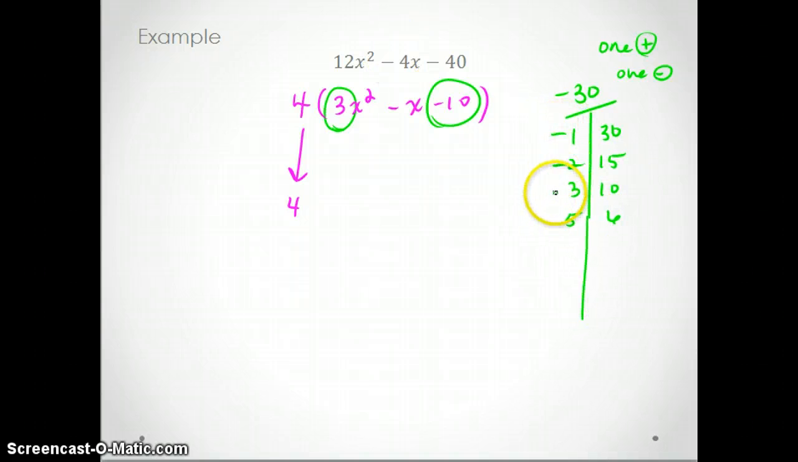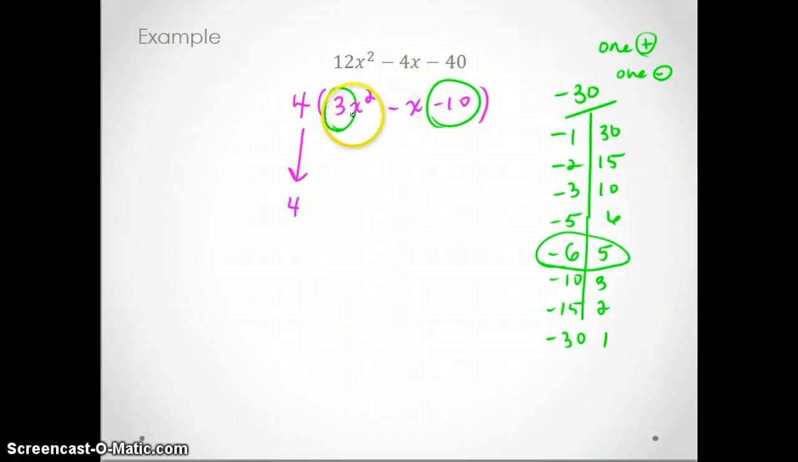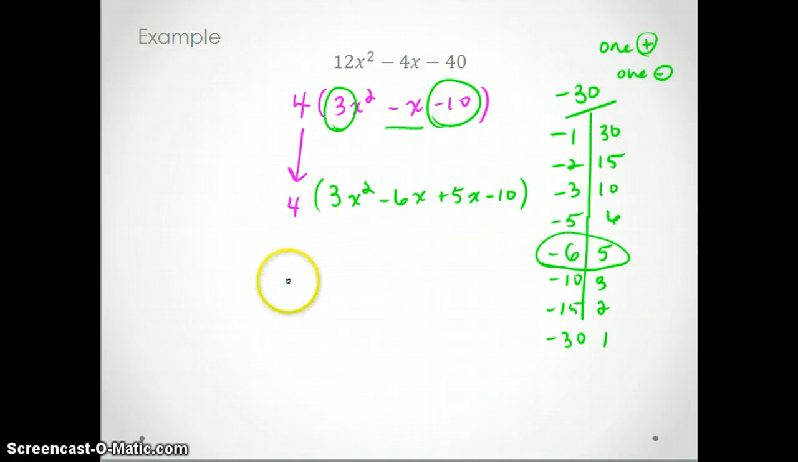Okay? And they are going to add up to negative 1. So let's make one of these negative here, then we'll flip them, make the opposite one negative. So negative 10 and 3, negative 15 and 2, and negative 30 and 1. And if we look through and add each of these up, the only ones that will add up to negative 1 are negative 6 and positive 5. So in our next step, we're going to rewrite our middle term. So we have 3x squared minus 6x plus 5x minus 10. Notice how I kept the 4 out here.